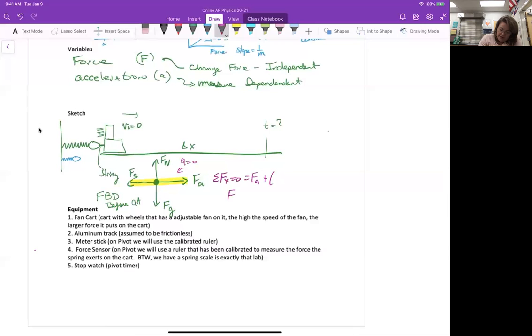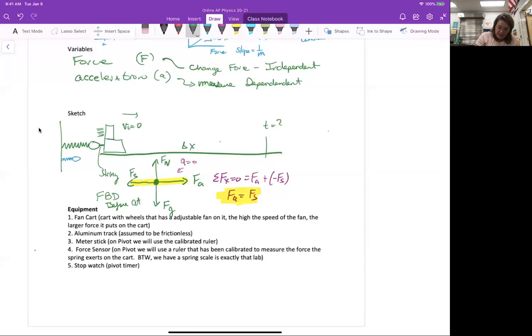So let's make it even more clear for you. I'm going to add the negative force of the spring, right? Because it's pushing to the left. And those now are equal to one another because I can set that equal to 0. All right. So if I can measure the force of the spring, then I know the force that the fan puts on. So then I can change the force. I can change the speed of the fan. The higher the speed, the longer the spring is going to stretch and the more force the fan is going to put on it.